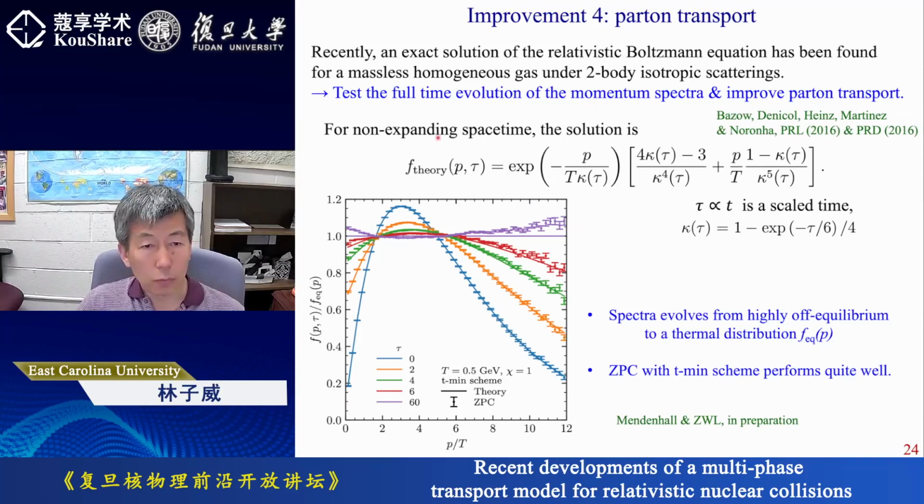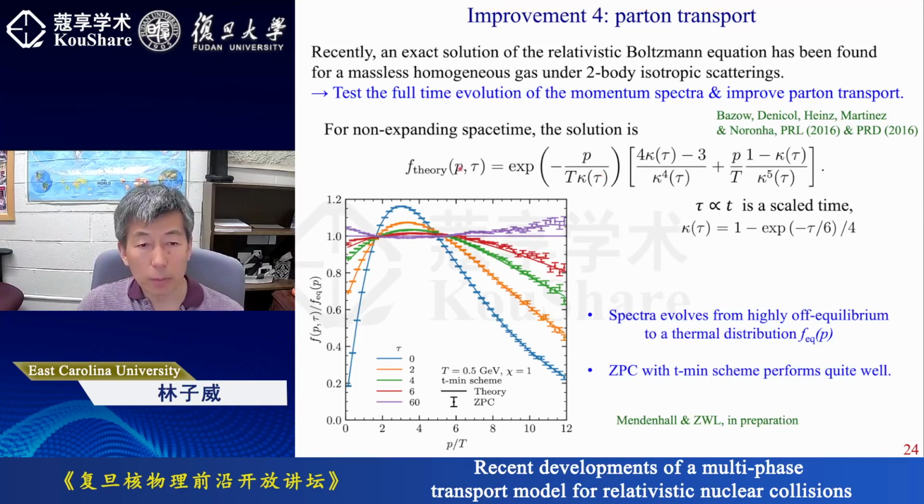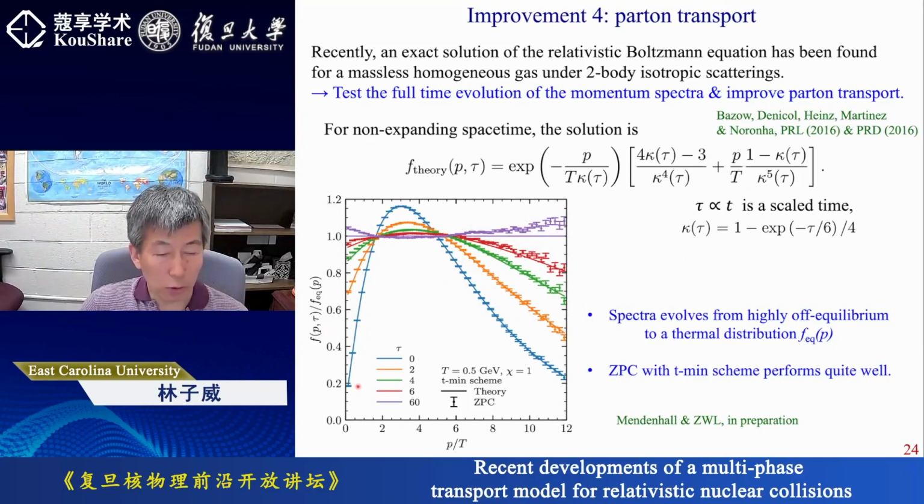And for that less expanding space-time, the solution is given by the following. So you see, it depends on the 3 momentum P. It depends on time tau, which is proportional to the real time t, etc. And if we plot the momentum spectra versus the momentum scaled by the temperature, then we see the following.